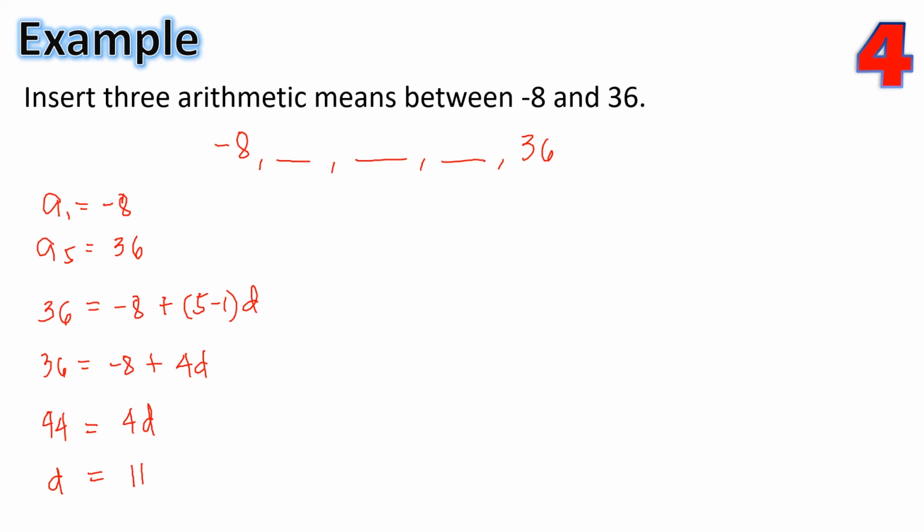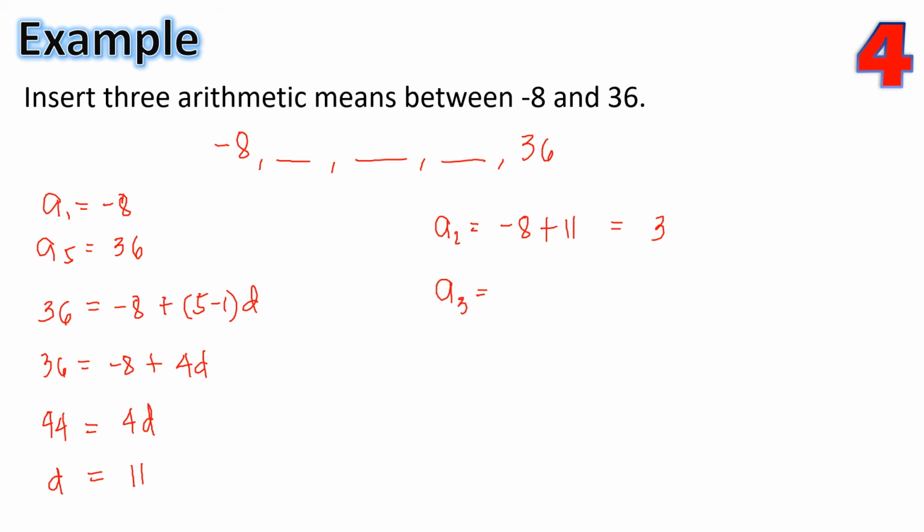So the three arithmetic means may be obtained by adding 11 to the previous terms in this arithmetic sequence. If a sub 1 is negative 8, then a sub 2 will be negative 8 plus 11, that is equal to 3.